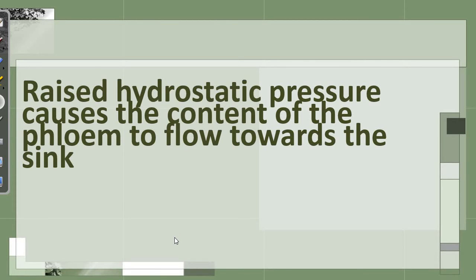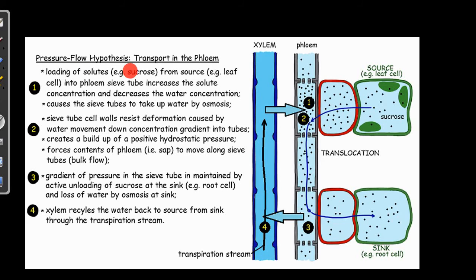So there is a rise in hydrostatic pressure, which will cause the content of the phloem to flow towards the sink. So that's what the pressure flow hypothesis is. Because of the loading, hydrostatic pressure has increased. The sieve tube cell wall resists the deformation caused by the water movement down the concentration gradient into the tubes. That creates the positive hydrostatic pressure here. It forces the content of the phloem sieve to move along the sieve tube in bulk flow.